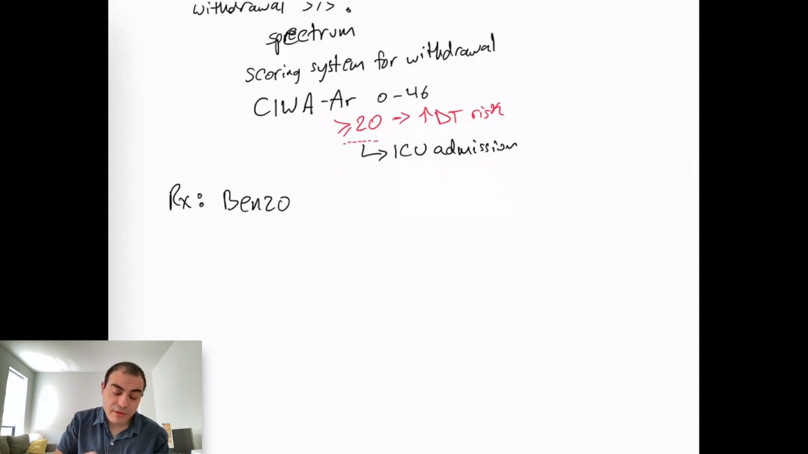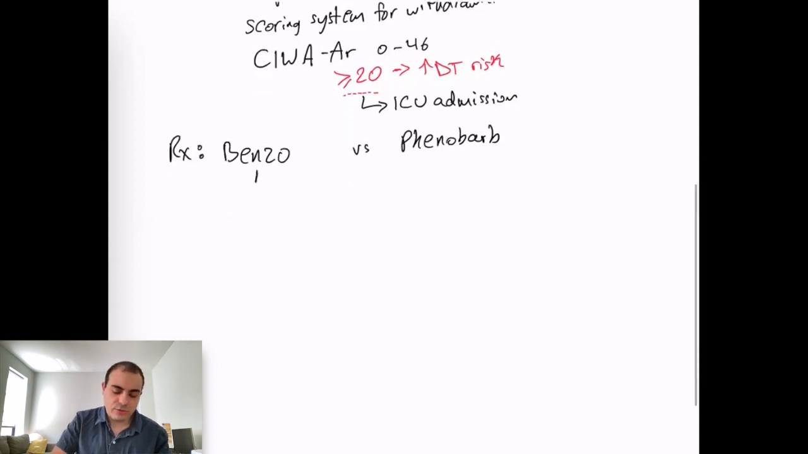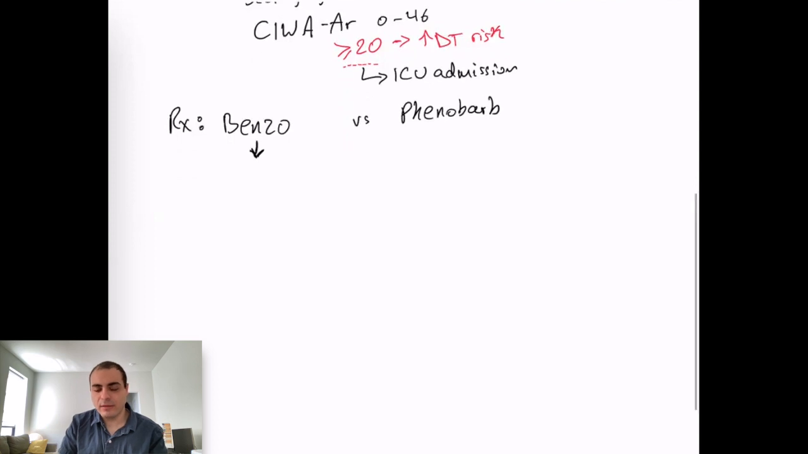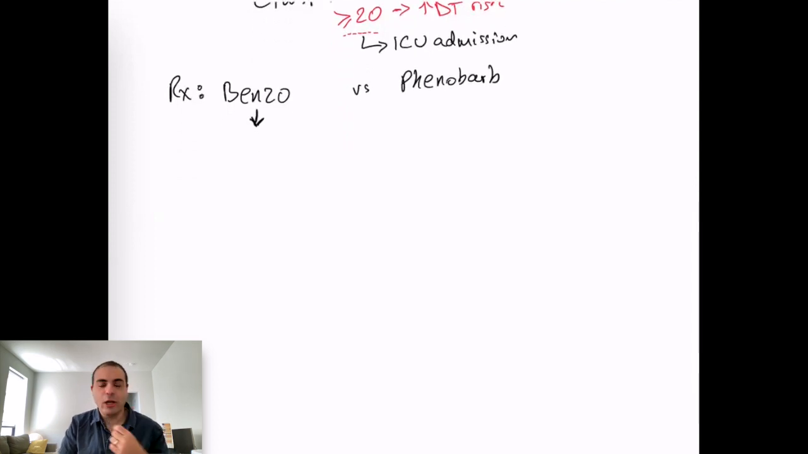So benzos. This is the preferred and the most effective method, although some hospitals might have a phenobarbital protocol. Okay, there are others, but the one you should be familiar with is the benzos. The phenobarb might not be available everywhere. It might not be used by everybody, unless the hospital you're at sees a lot of alcohol, they might have different protocols.